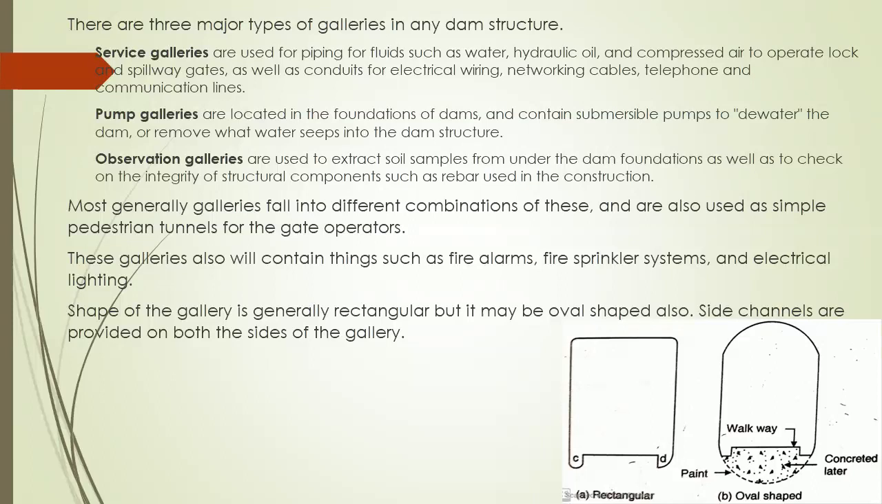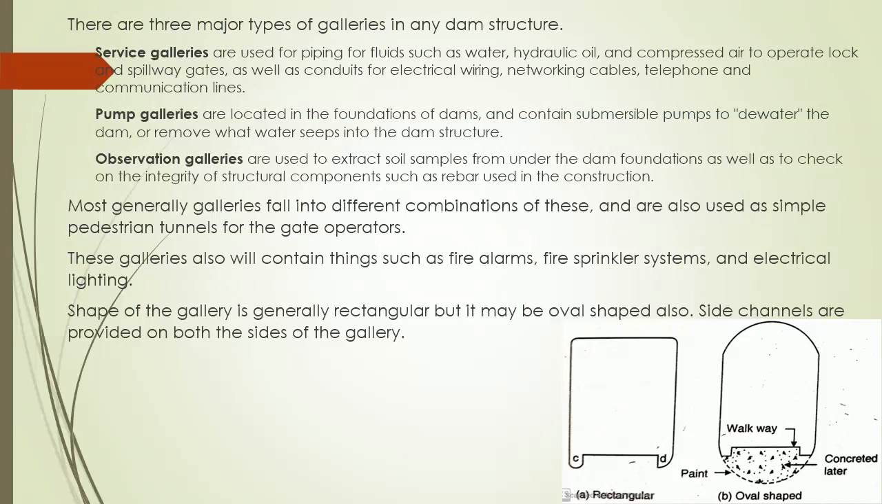Observation galleries are used to extract soil samples from under the dam foundations as well as to check on the integrity of structural components, such as rebar used in the construction. Most generally, galleries fall into different combinations of these, and are also used as simple pedestrian tunnels for the gate operators. These galleries also will contain things such as fire alarms, fire sprinkler systems, and electrical lighting.